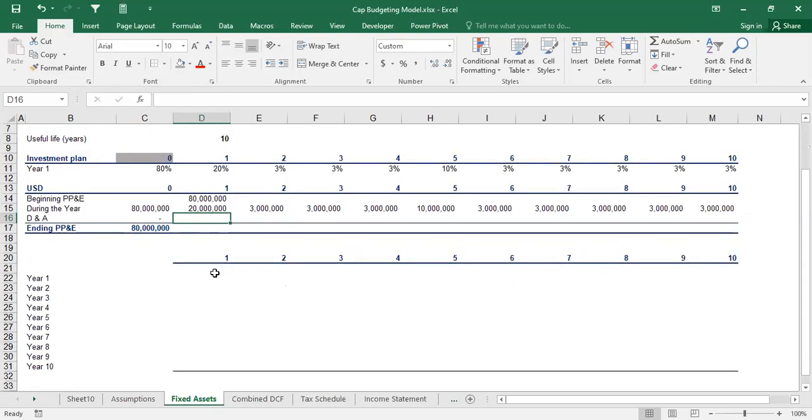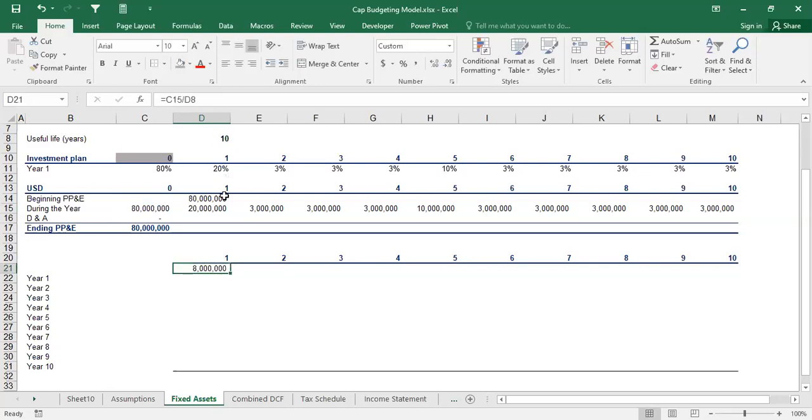Let's calculate. I have kept a schedule at the bottom, because here it will be too complicated. Let's start calculating depreciation below. For example, in this period, year one, you will have depreciation of this divided by the 10 years' time. So it gives you 8 million of depreciation.